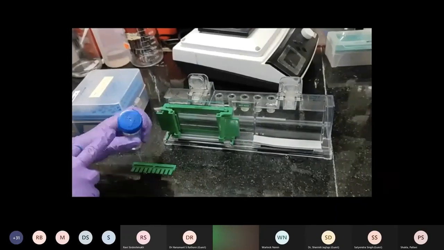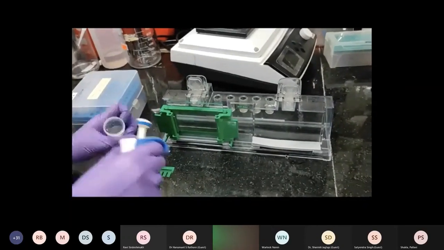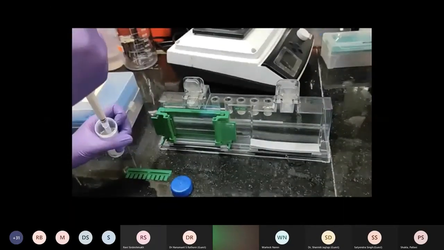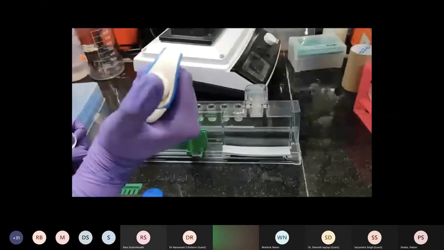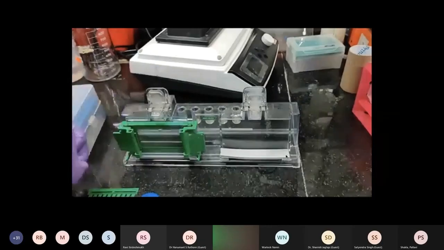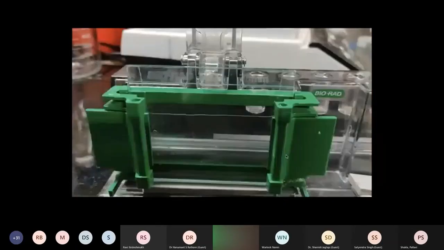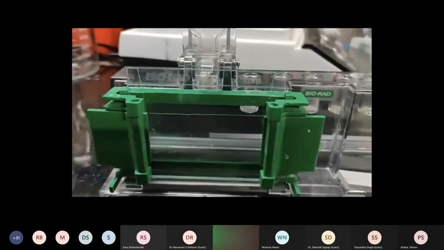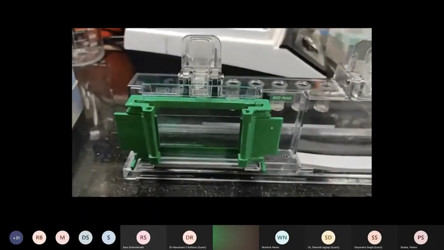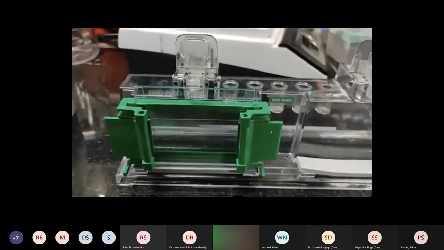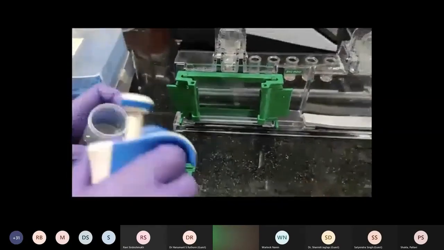So the first step is to add the resolving gel solution inside the space between the plates and let it be solidified. After some time, now we can see that the resolving gel is cast. Next we have to add the stacking gel solution. Now the stacking gel is added.